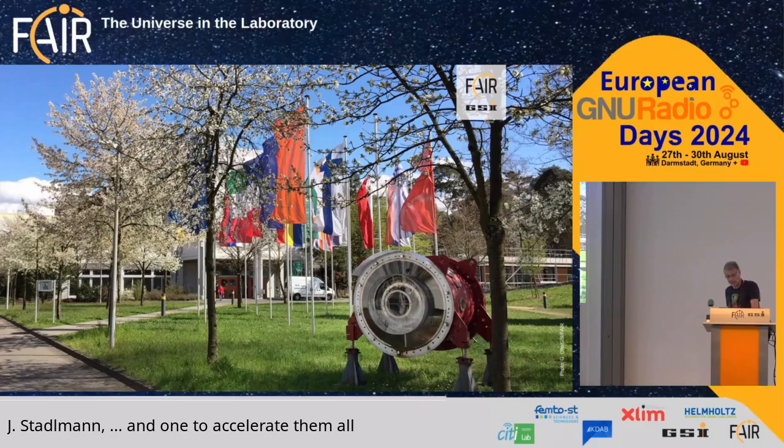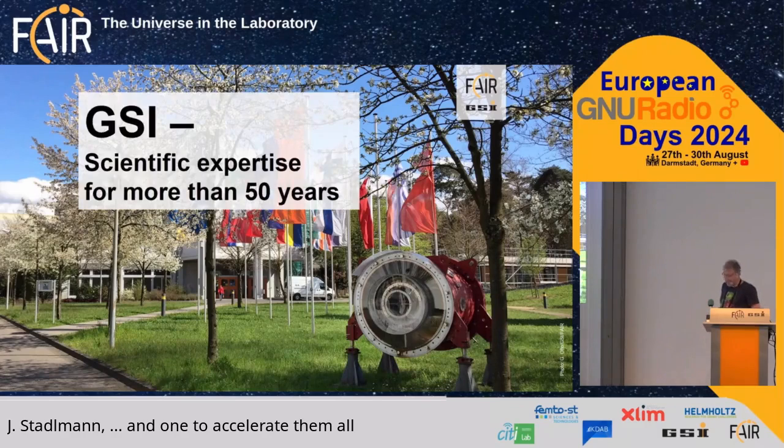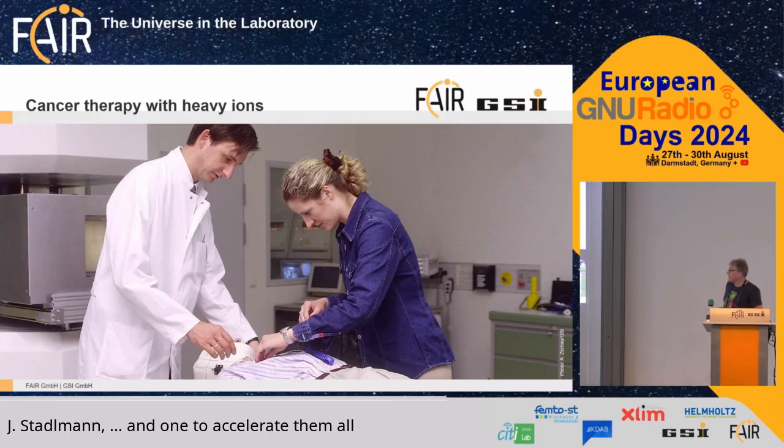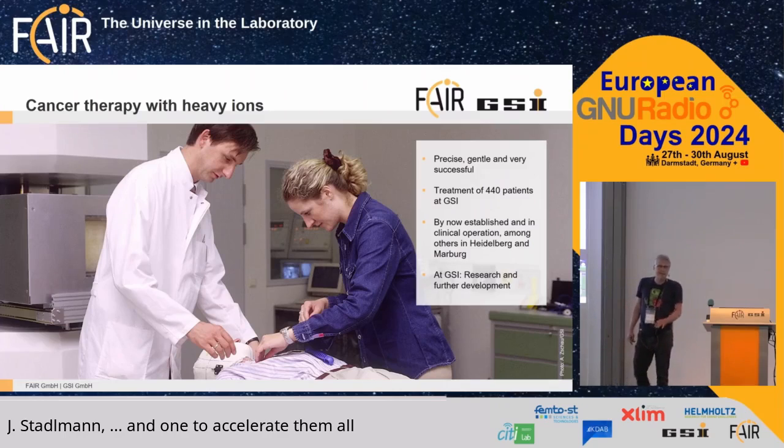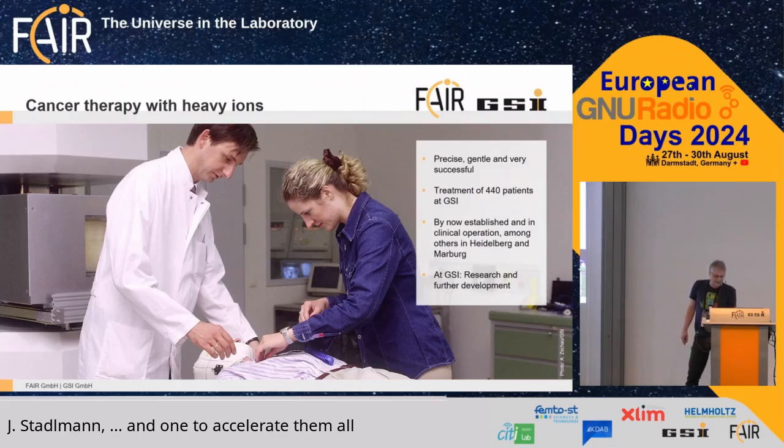So what we do with it, two very fast examples. I will not go into detail. We developed a cancer therapy with heavy ions here. That's what maybe some people read in newspapers about. So we treated over 400 patients here at GSI with carbon for tumors, mainly in the head areas. It was so successful that a dedicated accelerator was built by us at the Heidelberg facility.